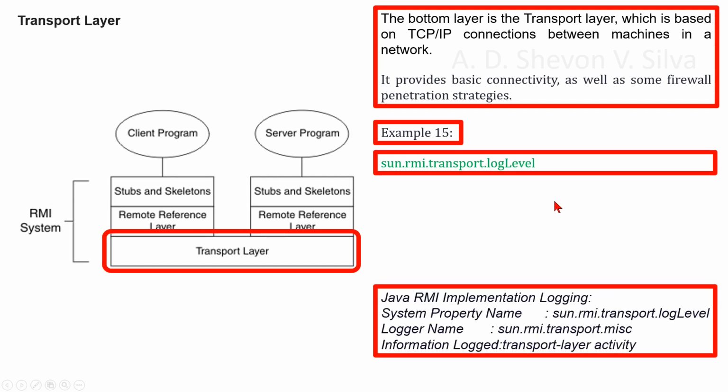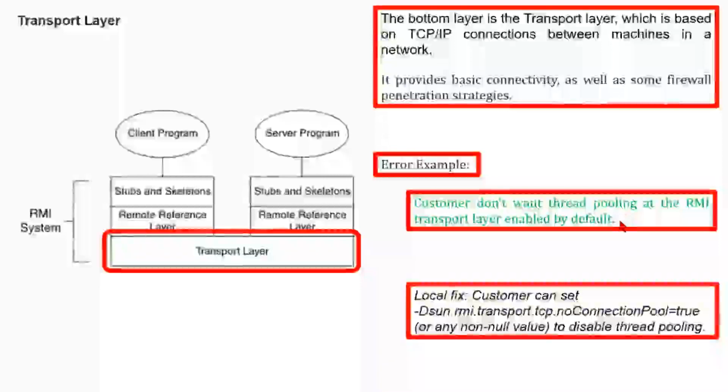Now we are considering Java RMI's implementation logging. System property name here is sun.rmi.transport.logLevel. Logger name: sun.rmi.transport.misc. Information logged: transport layer activity. Thread pooling at the RMI transport layer is enabled by default. As a local fix, the customer can set the property sun.rmi.transport.tcp.noConnectionPool equal to true or any non-null value to disable thread pooling.